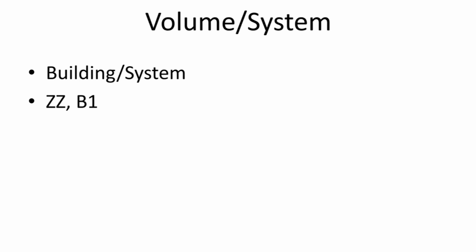This field represents the building system or area. For example, ZZ means all areas, while B1 could represent building 1. This is especially useful in large projects with multiple buildings.